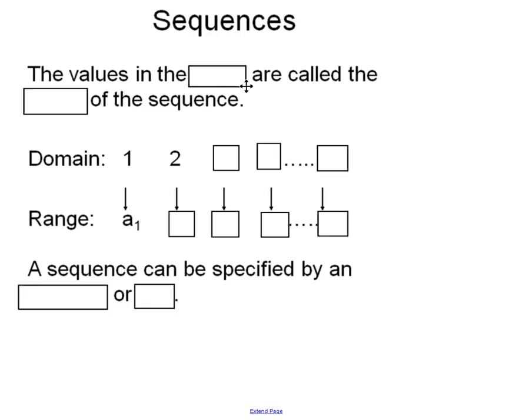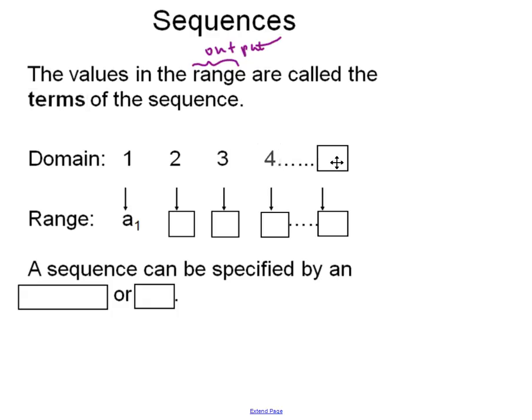Now, the values in a range, those are the output values. Okay, these are the output. The output values are called the terms of a sequence. Remember, the domain is the counting numbers, 1, 2, 3, on and on, until I get to some unknown number n. And my range, now this is real important. I want you to notice.